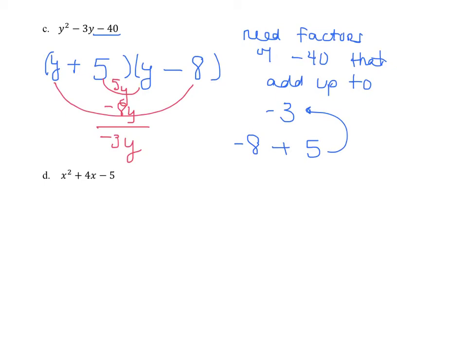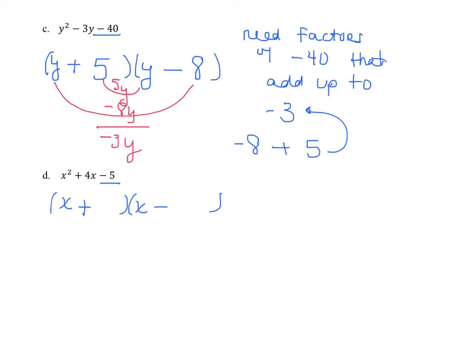Let's do the next one. All right, so here we go. We're going to get x times x is x squared. Again, this is a negative 5, which you're like, oh, I know, then the signs have to be different.